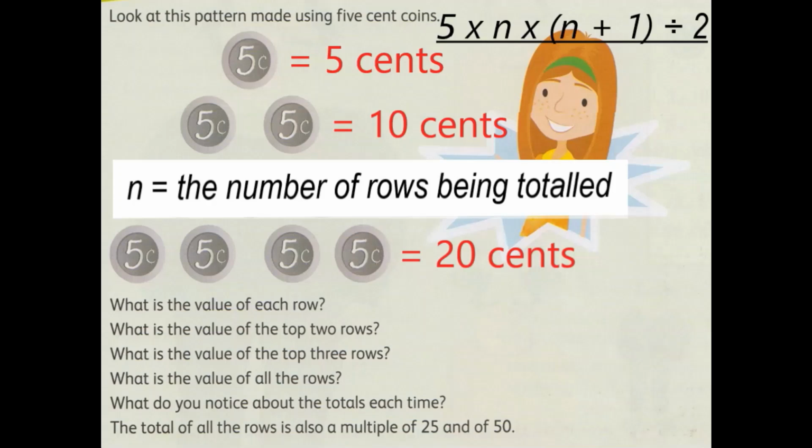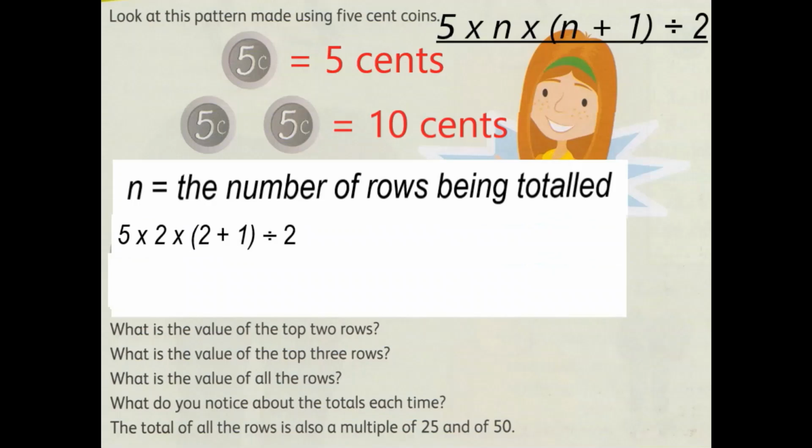So again, the second question says, what is the value of the top 2 rows? I gave you what the formula is, so now here's how I'm going to solve it. I'm going to go 5 times 2 times (2 plus 1), divided by 2. The next step is 5 times 2 is 10, times 3, because in the brackets you have 2 plus 1, so that's 3. Then 10 times 3 equals 30, and then 30 divided by 2 equals 15 cents. And that's my answer here.